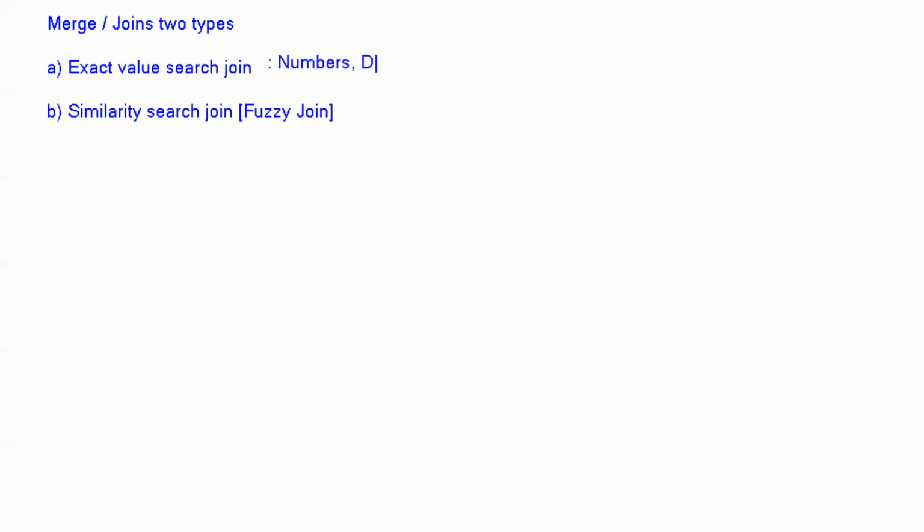numbers, dates, strings, etc. It will work. Exact value, similarity value, only for strings. And this is auto threshold similarity 100%, which can also be called 1. And strings only possible.